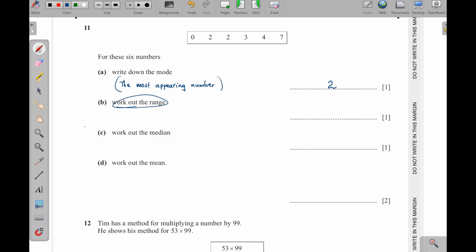Then work out the range. The range, we always get the highest value, okay? And then we subtract the lowest value. So biggest value minus the smallest.